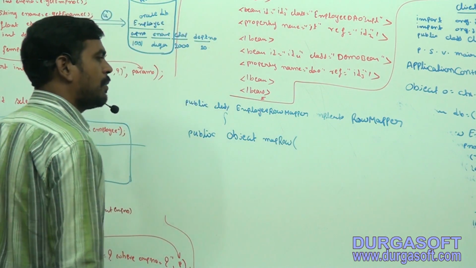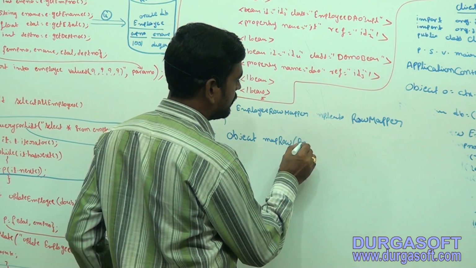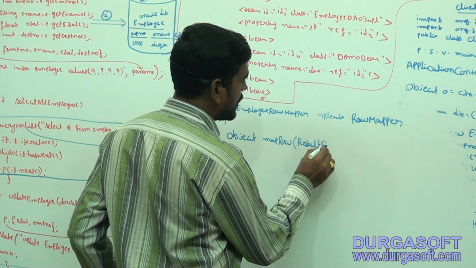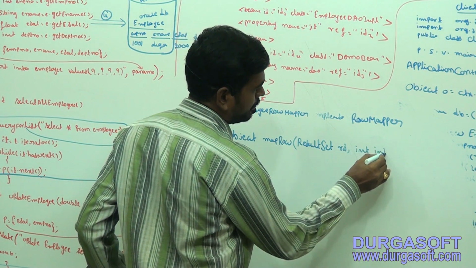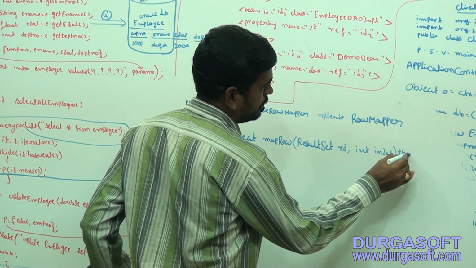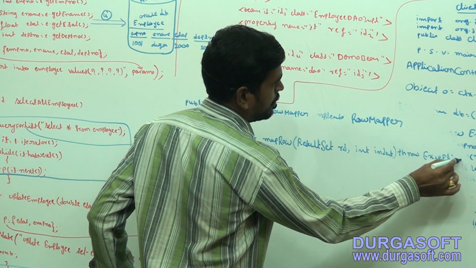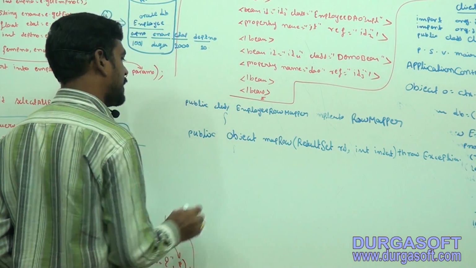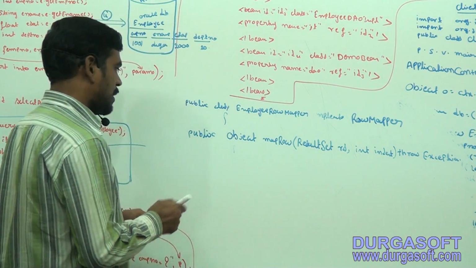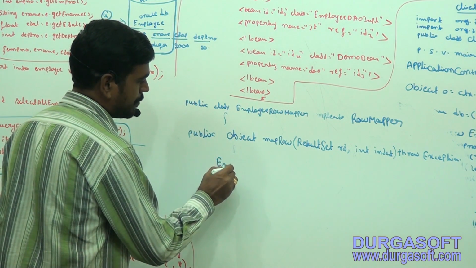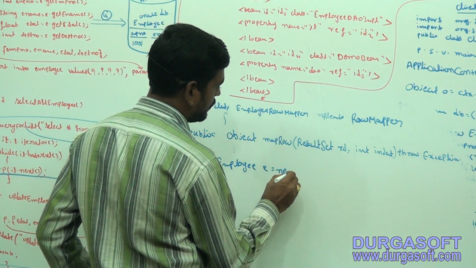Under that, what we have to take: ResultSet rs, int index, throws Exception. After that, we have to take here our POJO class, Employee e = new Employee().